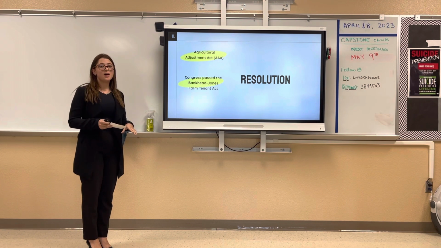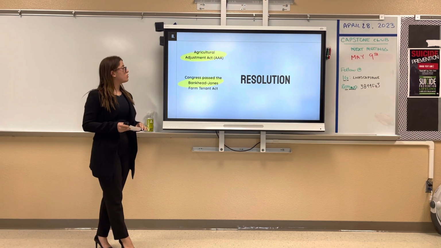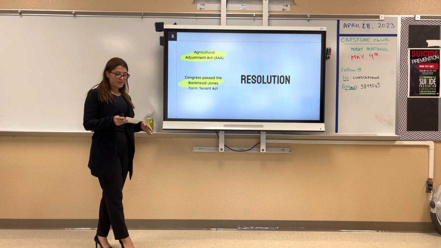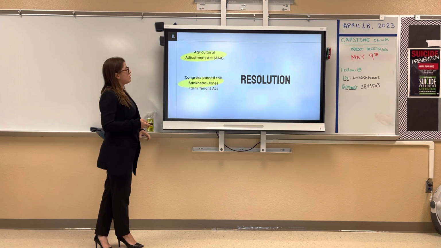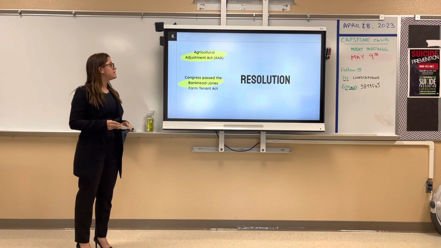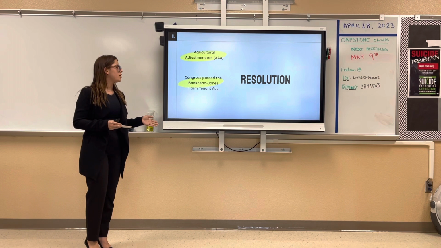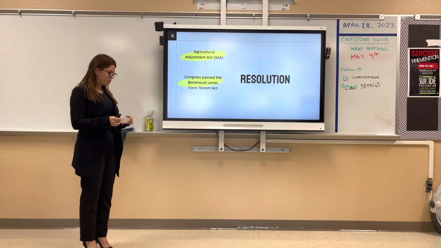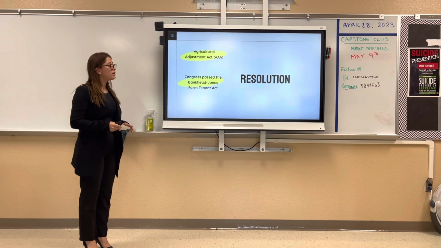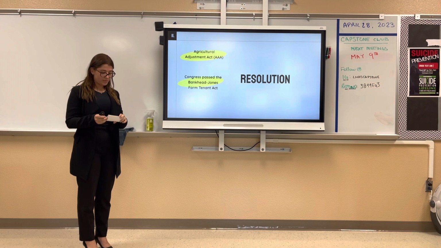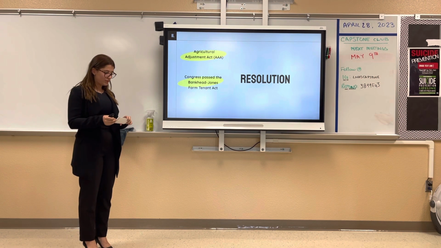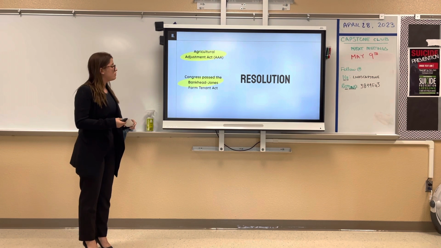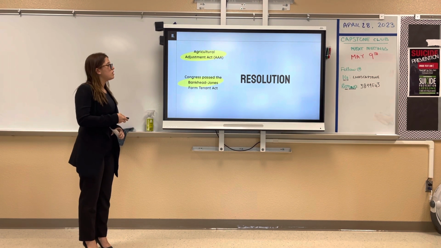Those farmers that agreed to the Agricultural Adjustment Act were paid a subsidy. And secondly, Congress passed the Bankhead-Jones Farm Tenant Act, which was a new program that made available supervised farm ownership loans with 40-year terms to farmers who lacked other credit sources to purchase their own land and to improve their farms.